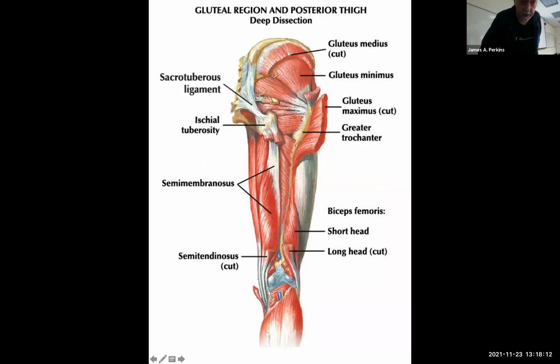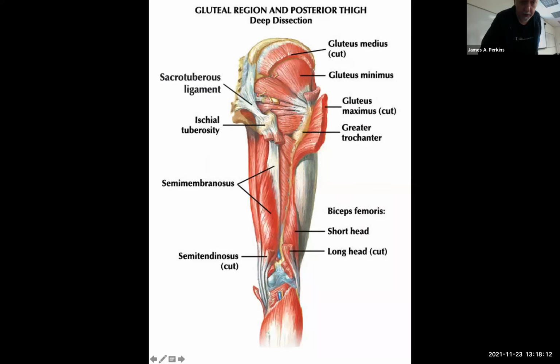So let's move on and talk about the bones of the leg. And remember, to an anatomist, this is the thigh. Down here is the leg, only from the knee to the ankle. There are two bones in the leg, the tibia and the fibula. The tibia is the more medial bone, so the inner surface. The fibula is the more lateral bone.